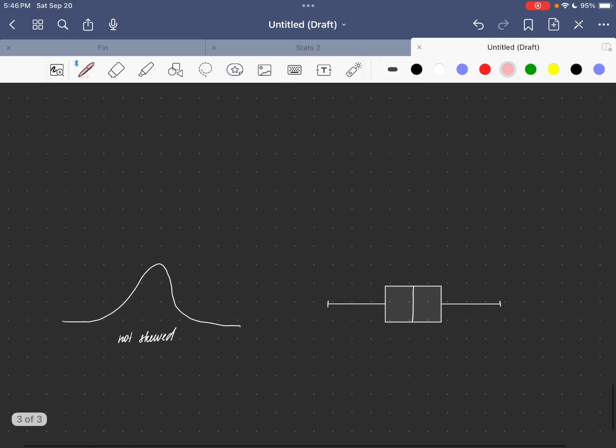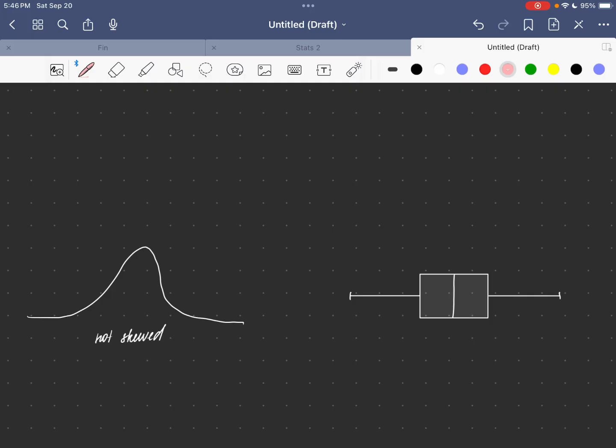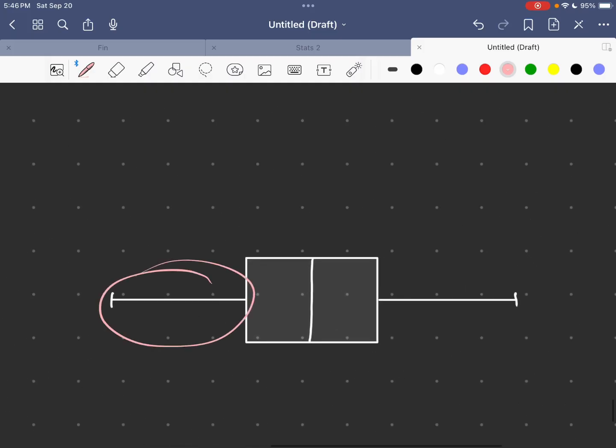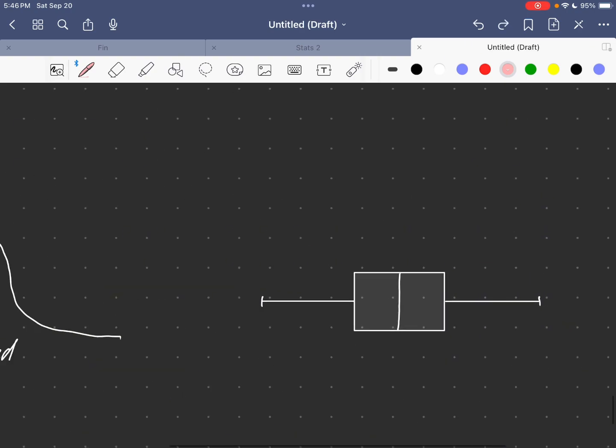And lastly, we have the not skewed distribution. This one, the tails are similar. The median is located in the middle, so this showcases that the distribution is not skewed and is kind of symmetrical.